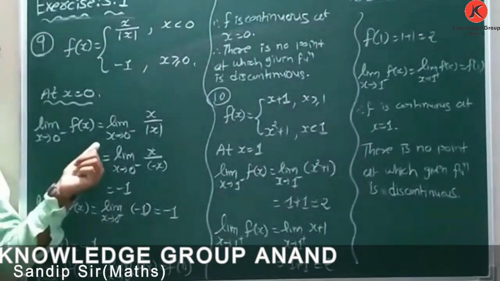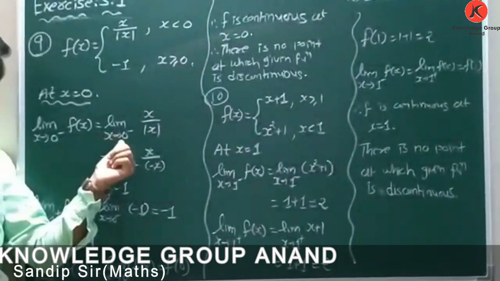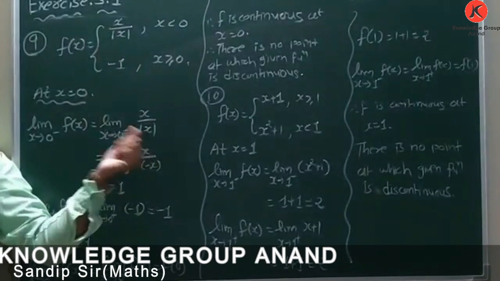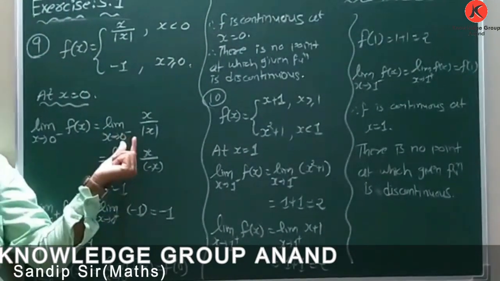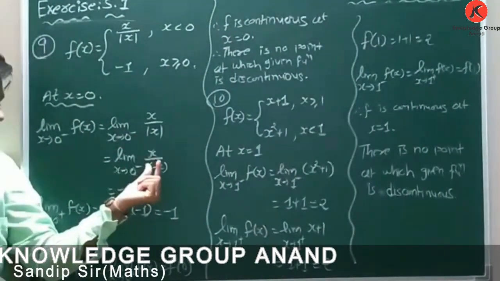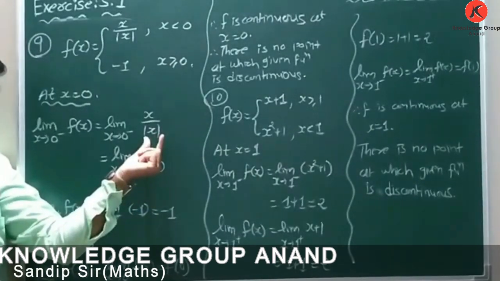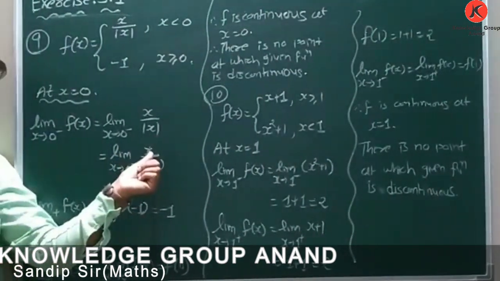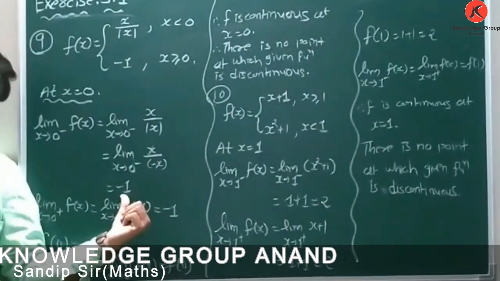limit x tends to 0 minus of f of x, the function given is x upon modulus x. Okay, but slightly less than 0, for x less than 0, modulus x gives the value of -x. Okay, x will be cancelled. The answer is equal to -1.